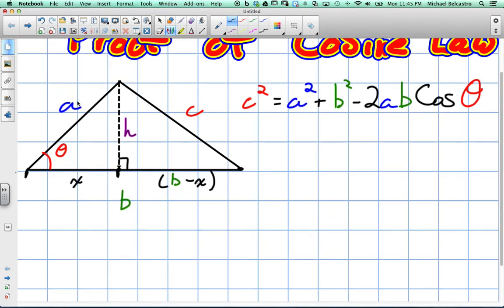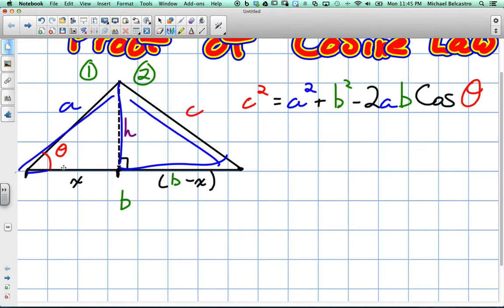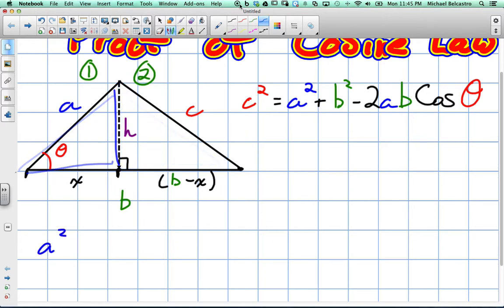So in our first proof, we're going to separate our two right angle triangles. This will be triangle 1, and this will be triangle 2. And when I talk about triangles, I mean our two right angle triangles. So this is number 2, and this is number 1. So for triangle number 1, we're going to set up Pythagorean Theorem. So we know that a squared will be equal to h squared plus x squared.